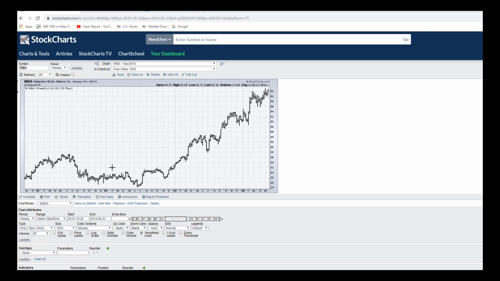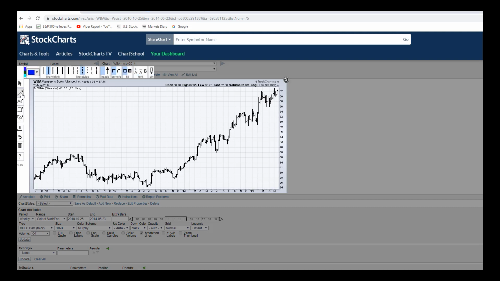This is an updated chart that takes you through May of 2014. If we look at some horizontal lines now, you'll see that surprisingly, after that push up to above 44, just 6 to 8 weeks later, the stock dropped all the way down to the breakout level, as indicated right here.